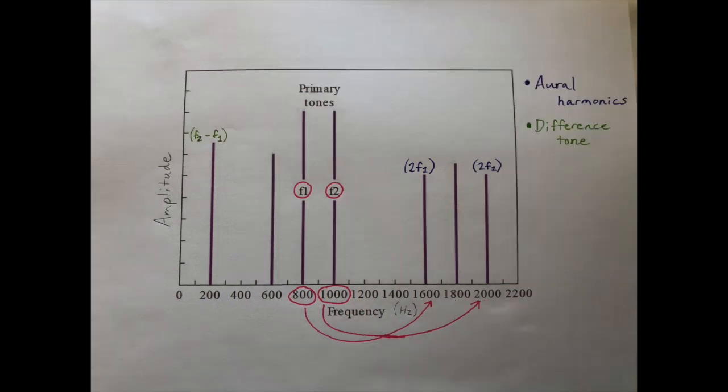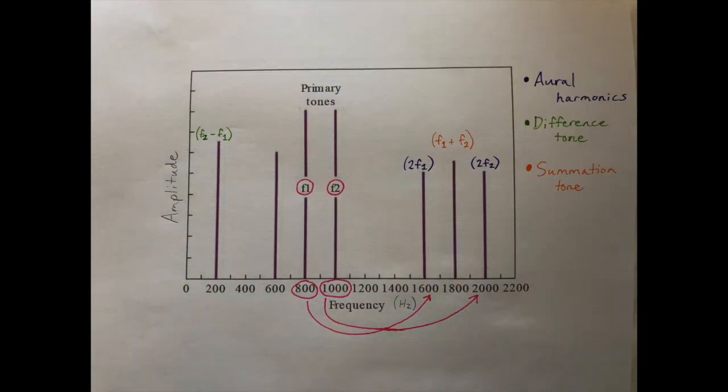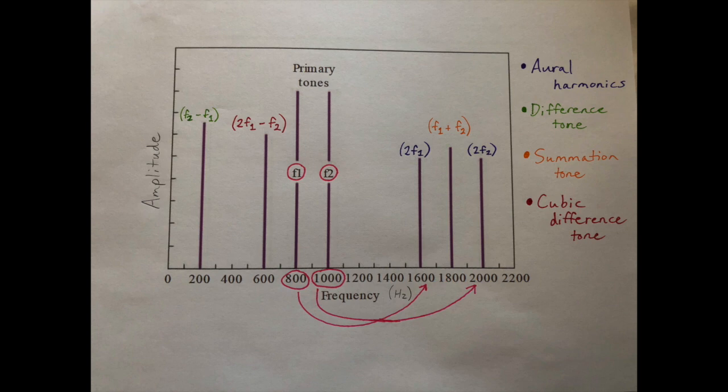The second type of distortion we'll look at, labeled in green, is a difference tone at 200 Hz, which is the difference between the frequencies of the two tones being played. Labeled in orange, we can see a summation tone at 1800 Hz, which is equal to the frequencies of the two tones being played added together. The last type of distortion illustrated here is the cubic difference tone at 600 Hz, labeled in red. This is equal to 2 times F1 minus F2.